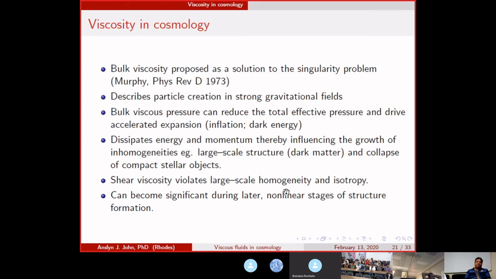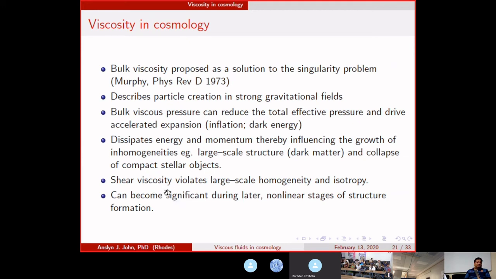So far I've just been talking about bulk viscosity. Shear viscosity has traditionally not been considered in cosmology, and that's because the moment you have any sort of shear viscosity, you violate the large-scale homogeneity and isotropy. So that's a fairly well-established observational fact that on very large scales, there are no preferred positions or points in the universe, as well as no preferred directions. And as soon as you have shear, you'll have preferred directions. Okay. If any shear viscosity occurs in the universe, it's on very small scales.